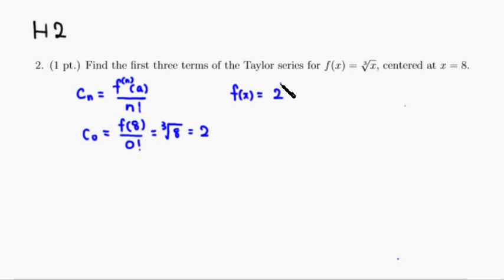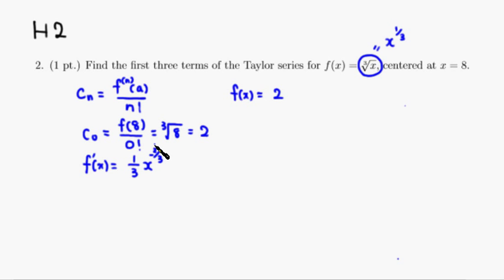Alright, in order to find C1, we need to find the derivative first. f prime of x: I don't like the way cube root is written. Cube root is equivalent to the 1/3 power, then we can take the derivative. So it's 1/3 in front, x, then we subtract 1 from 1/3, so it's the negative 2/3 power.